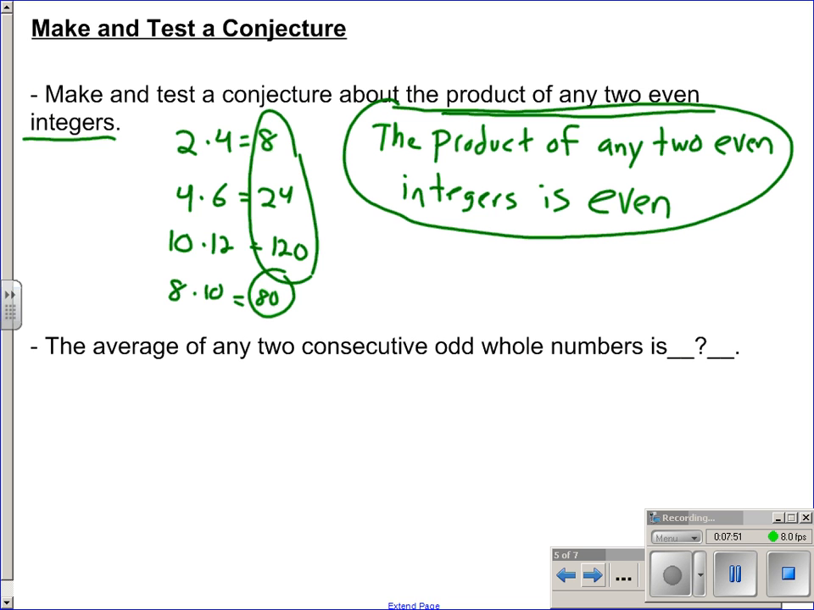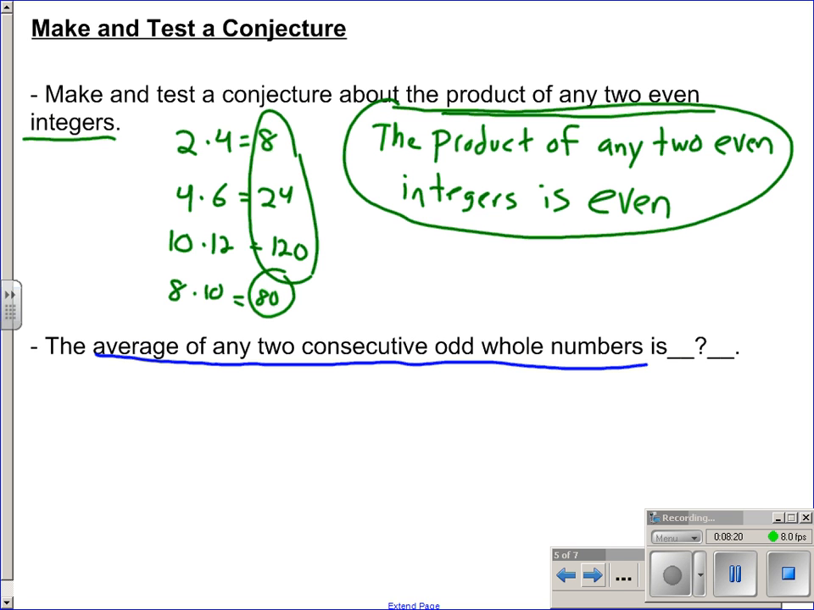Okay. The next one: the average of any two consecutive odd whole numbers is... Okay, so we've got a couple of things here. The average of any two consecutive odd whole numbers. Whole numbers are like your counting numbers, 1, 2, 3, 4, 5. So they've got to be odd, they've got to be consecutive. So the average of them also. So we're adding up and dividing by 2.